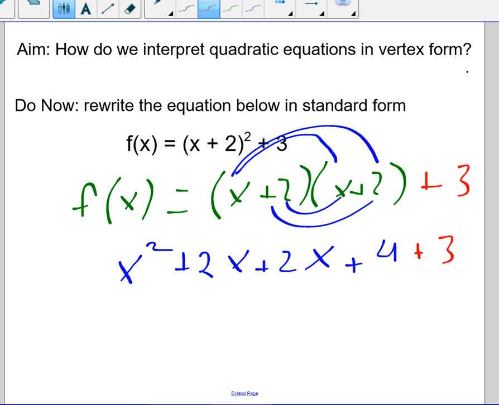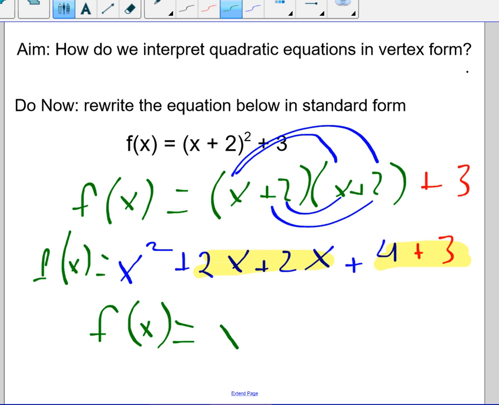So we're going to combine our like terms here. And for like terms, we've got this 2x and this 2x, and we also have this 4 plus 3. So we have f of x equals x squared plus 4x plus 7.